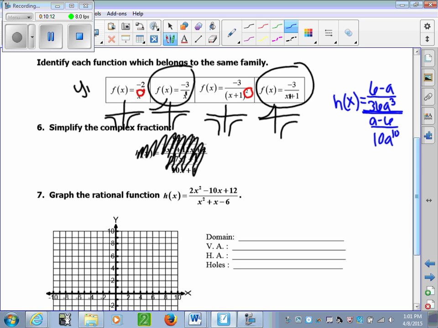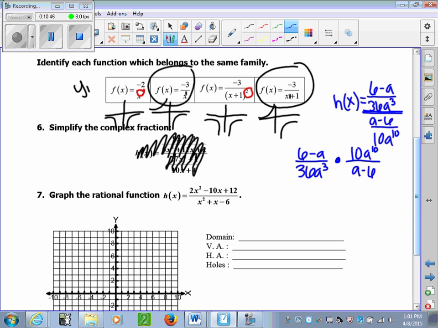So let's change it to a multiplication problem first and see what we can see. So my numerator won't change. 6 minus a over 36a cubed. And to change to multiplication, remember I just need to flip, or multiply by the reciprocal of, my denominator. So I'm going to flip it, put 10a to the 10th in the numerator, and a minus 6 in my denominator. Okay? So now I've changed it to a multiplication problem.